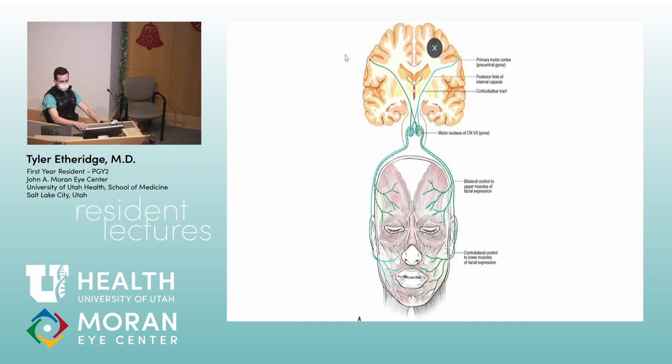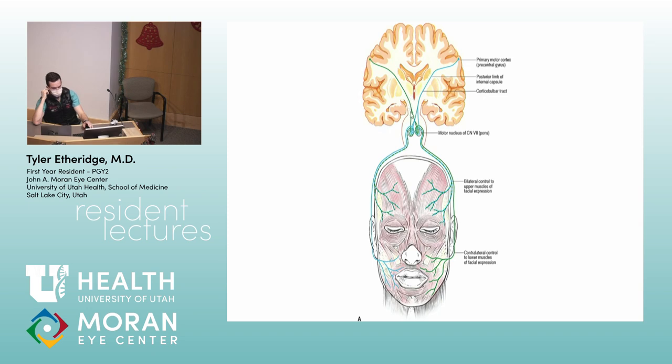Here's another good diagram showing the motor course of the facial nerve, including the supranuclear, nuclear, and infranuclear course. So the signal for motor facial movements starts within the primary motor cortex in the precentral gyrus. The corticobulbar fibers travel through the internal capsule down into the medial one-third of the corticospinal tracts and the cerebral peduncles within the midbrain.